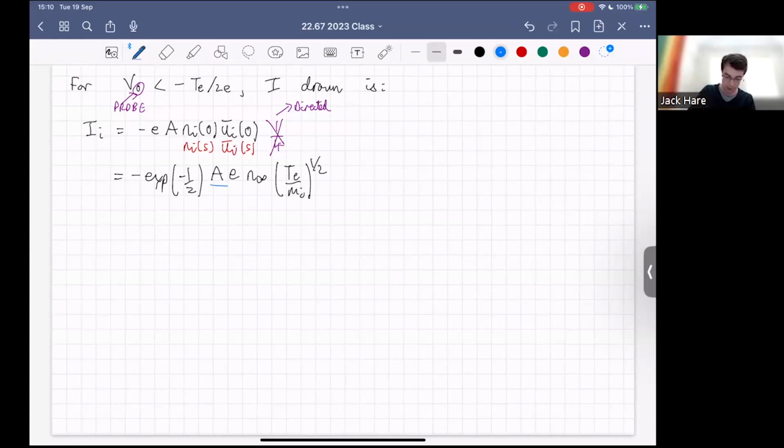Just want to make a quick point that I'm not going to labor too much. This area here is technically the area of the sheath. However, that is roughly the area of the probe with corrections on the order of lambda d over A. And we found that lambda d over A tends to be very, very small. So we don't really worry about those corrections. But if you end up in a regime where that's not true, you might want to worry about this a little bit more. So that's the ion current. Any questions on that?